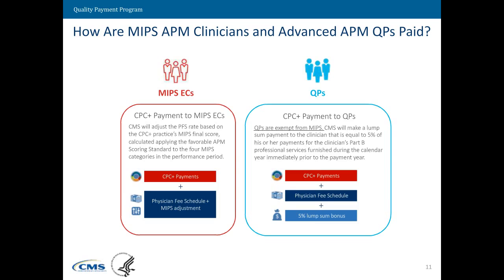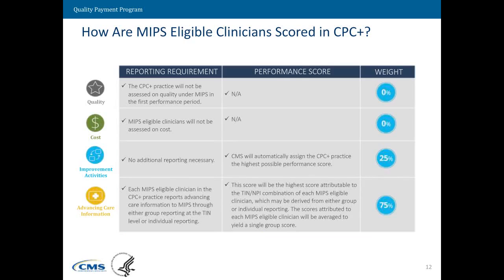Next slide. And I'll turn it over to Patrice. Thanks, Ben. The next slide shows how the MIPS eligible clinicians are scored in CPC Plus. This scoring pertains to a CPC Plus practice that is not a participant in the Shared Savings Program. For a CPC Plus eligible clinician to be included in the MIPS APM and receive a scoring under the APM scoring standard shown below, the CPC Plus eligible clinician must appear on the CPC Plus participant roster on at least one of the participant list snapshot dates.